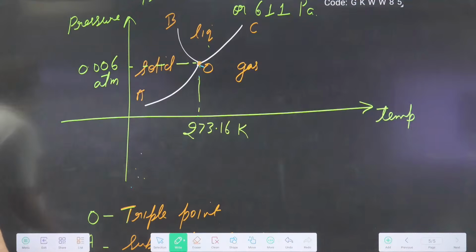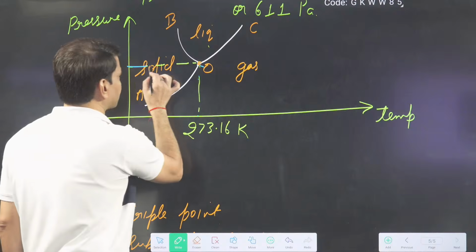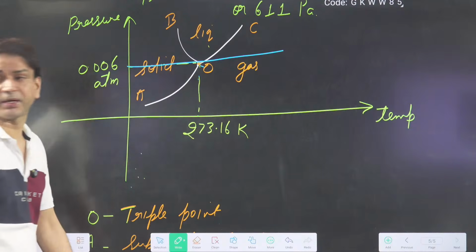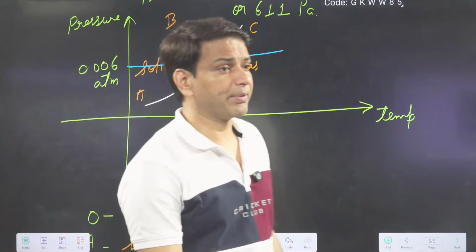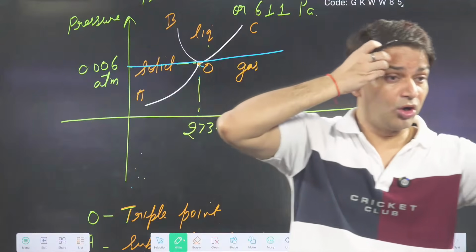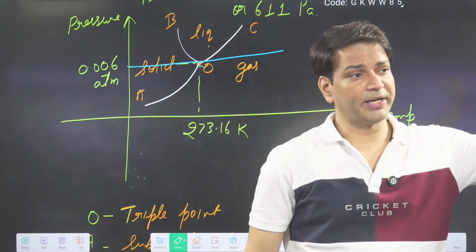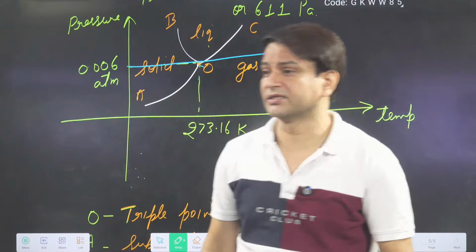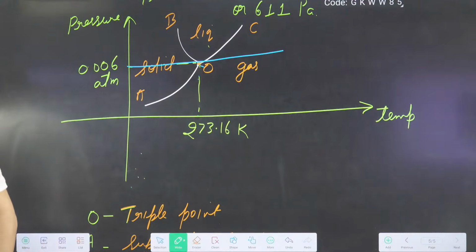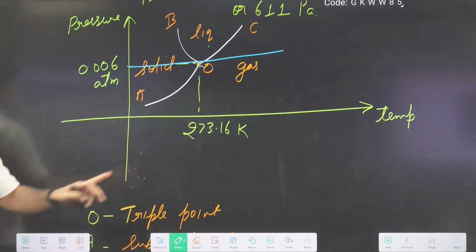Same, suppose I am maintaining the pressure constant. Pressure constant means I will draw the line perpendicular to the pressure axis. Now the temperature increases. Water is at O, maintaining the pressure constant, temperature increases. Which state will we have? Gas state. Yes.